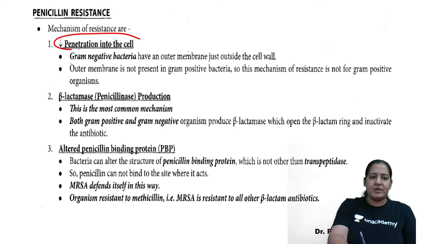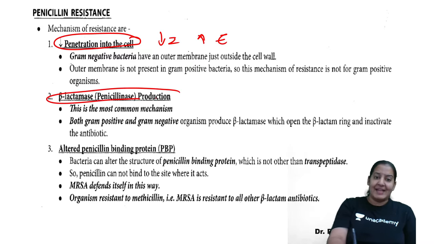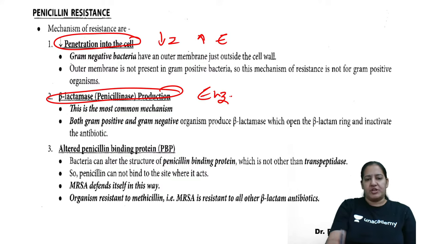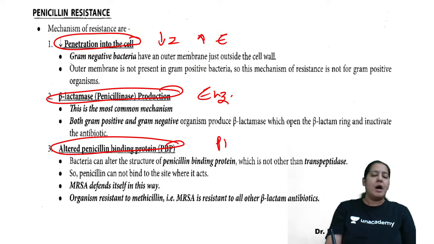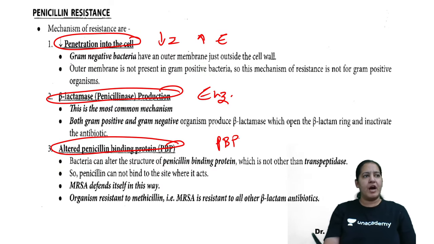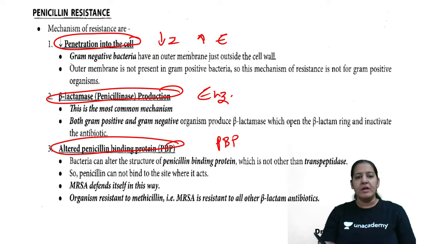The first mechanism is the decrease influx and increase efflux. The second is the enzyme production. You got my point? And third is altered PBB, altered penicillin binding protein. Have you got it, Amar? Do you have any doubt? Akshita, Priyanka, anyone else who is watching me live? Do you have any doubt?